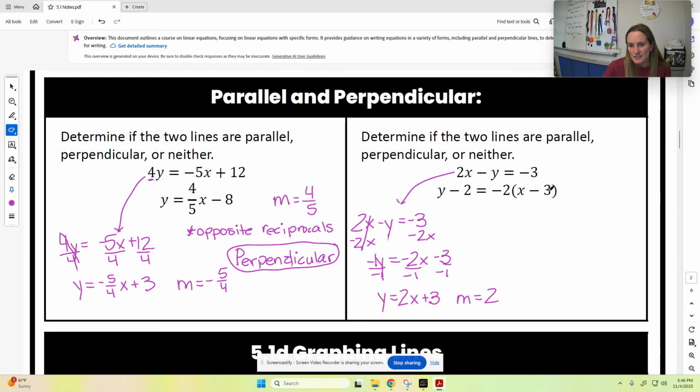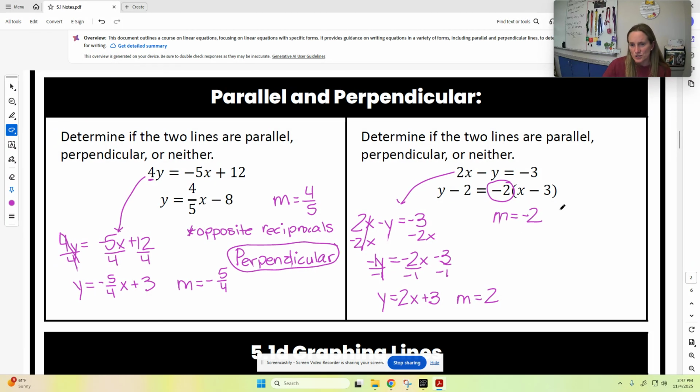When I look at this equation, this is in point slope form. It's y minus the y value of a point is equal to the slope times x minus the x value of a point. So I don't have to rewrite this equation in slope-intercept form to know the slope. The slope is this number right here in front of the parentheses. So the slope of this line is negative 2.